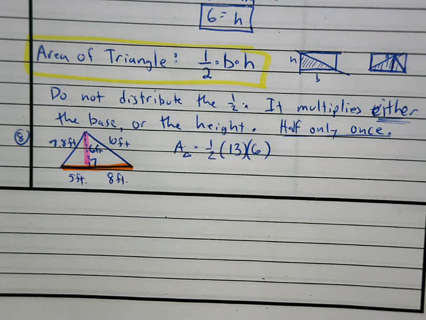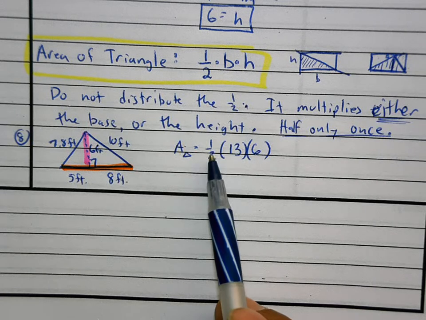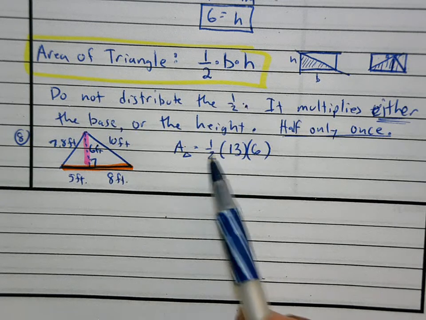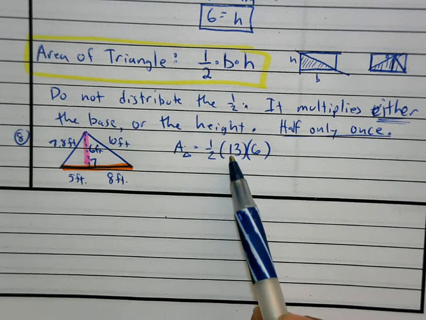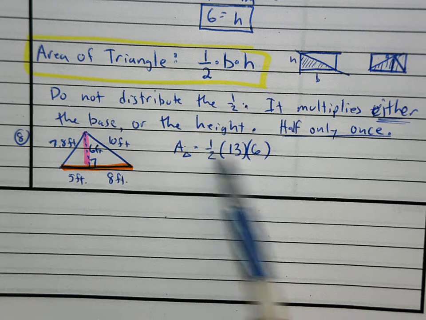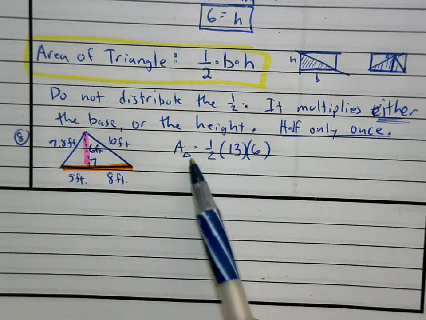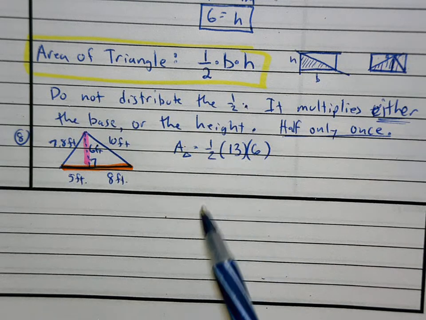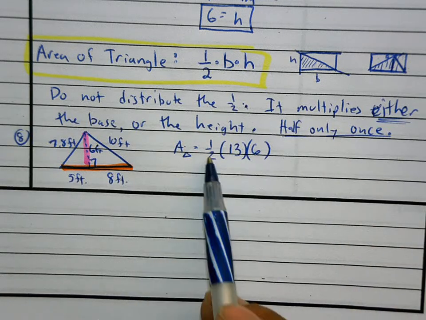Half of 13 times 6. Now here's the shortcut that I use, and I use it a lot. Remember what I said. You don't half both of these things. You only do it to one. Can you do half of 13? Yes, but it'll be a decimal. Can you do half of 6? Does that come out nice and even? Yep. Then I would do it where whichever one's easier, do half of that. Whichever one's easier. What's half of 6?